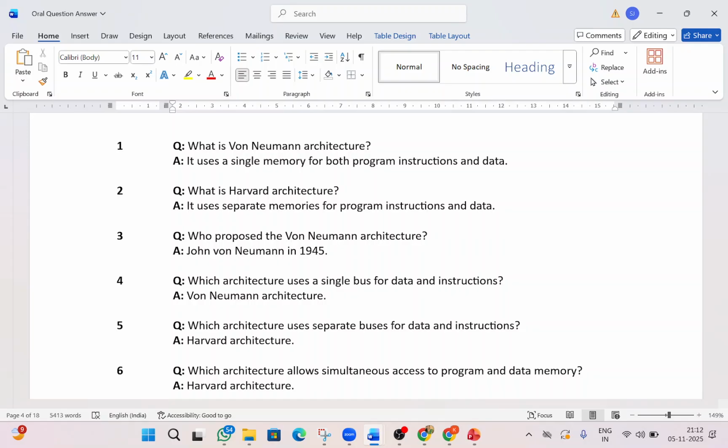As usual, von Neumann architecture. In a von Neumann architecture, we use both data and programming in a single memory. So we use a single bus.